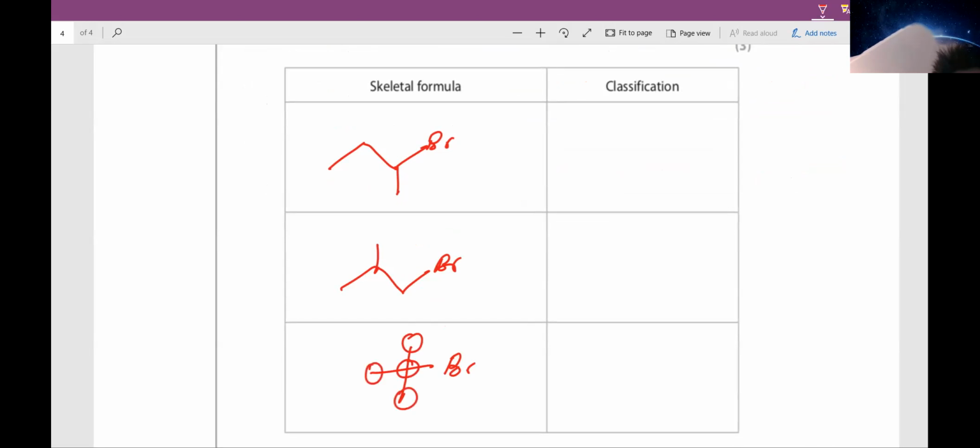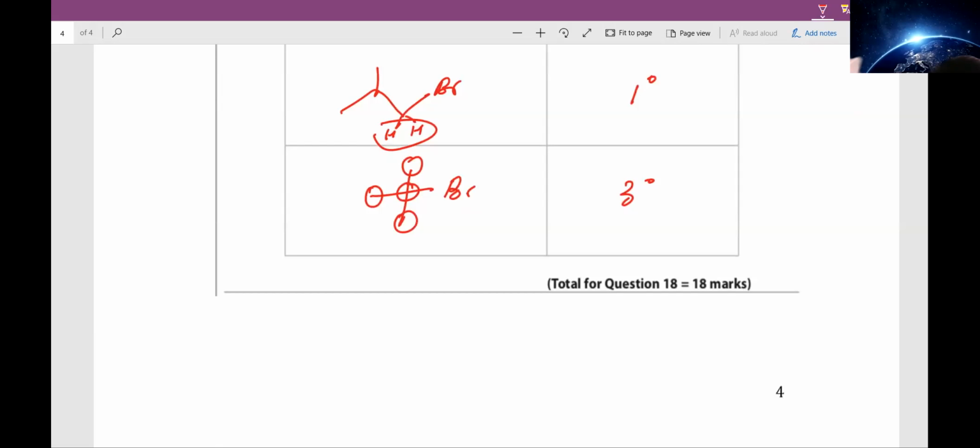So the degree will be: this one contains 1 H, right? Of course, you don't have to show this one. Contains 1 H is a secondary halogenoalkane. This one still contains 2 H. Don't show the H, right? I'm just explaining to you. Primary. So the last one is tertiary. Okay, any question? Okay, that's the end.